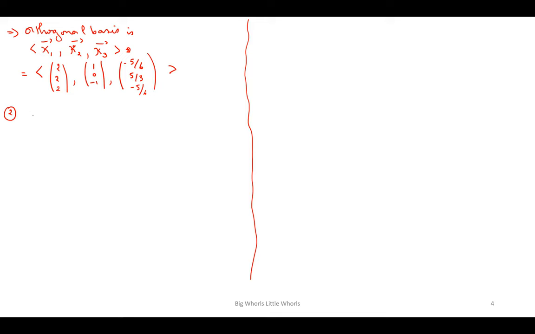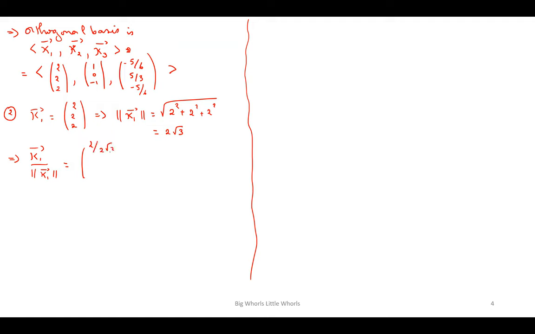So for vector kappa 1, which is equal to 2, 2, 2, the length of kappa 1 is going to be the square root of 2 squared plus 2 squared plus 2 squared, which is equal to 2 root 3. Okay, therefore the normalized kappa 1, kappa 1 over the norm of kappa 1, is going to be equal to 2 over 2 root 3, 2 over 2 root 3, and 2 over 2 root 3, which is equal to 1 over root 3, 1 over root 3, and 1 over root 3.